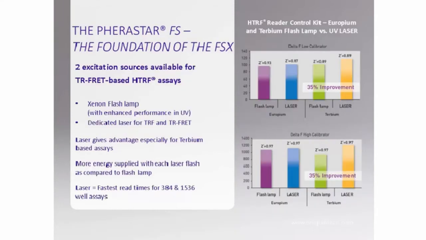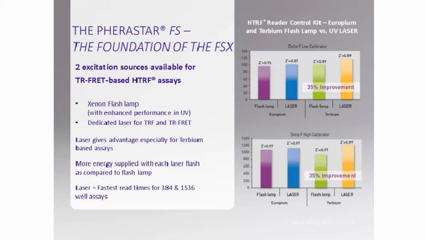To move on from this and talk more on HTRF performance, we also offer 2 excitation sources for HTRF-based assays, or TR-FRET: a xenon flash lamp and a TRF laser. With the PHERAstar FS, this is a 40 Hz laser, and with our FSX it is a 60 Hz laser. As you can see from the data on the right-hand side of the screen, whether using europium or terbium as a donor, as shown with the HTRF reader control kit data, both read technologies give fantastic Z-prime data.